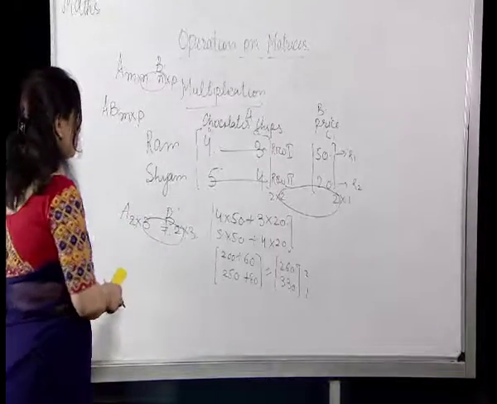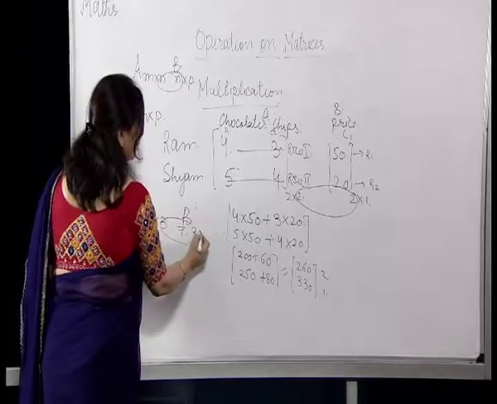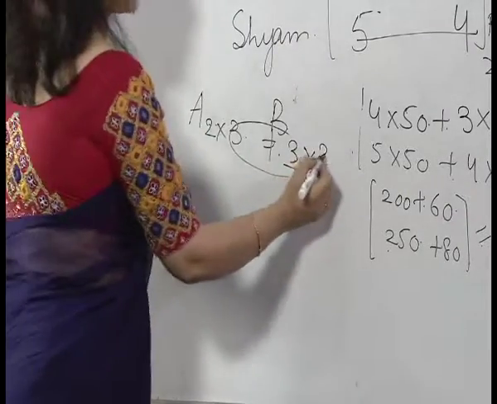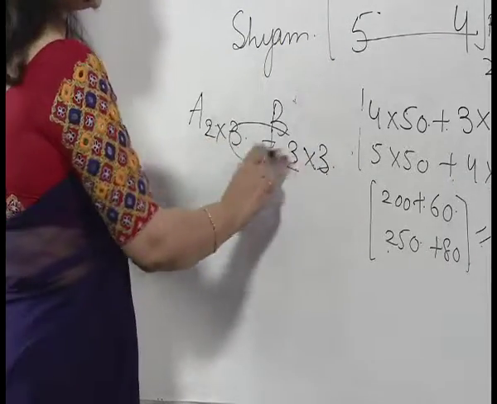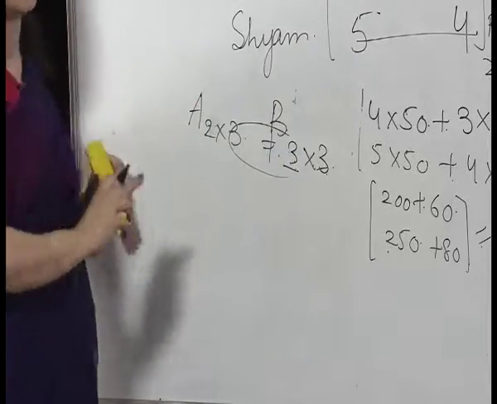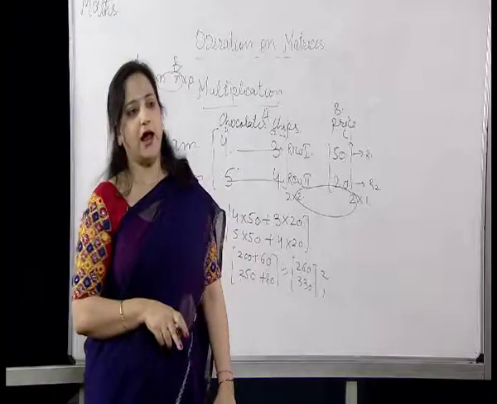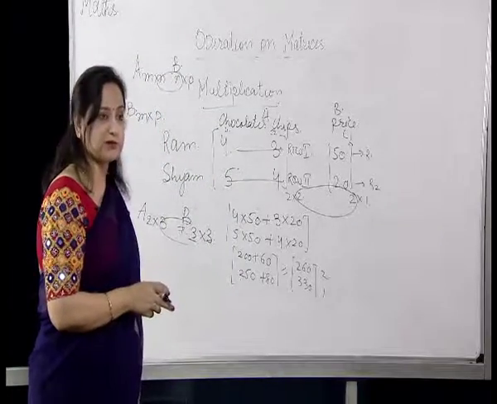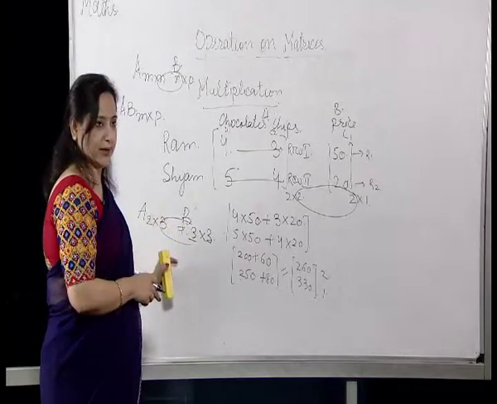So, in order for the product to be defined, B has to be a matrix with 3 rows here, and here you can have any number. It can be 3 by 3 also. The only important thing is that this should be the same. You can add matrices of the same order, but not necessarily can you multiply them.